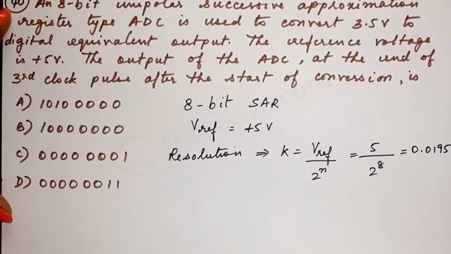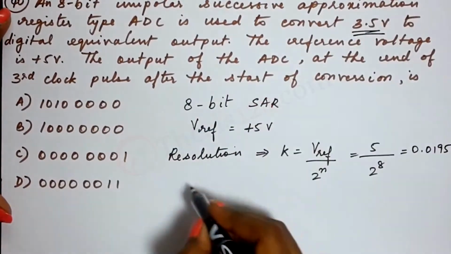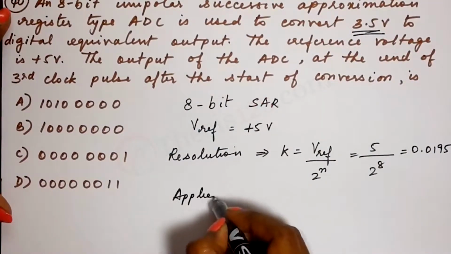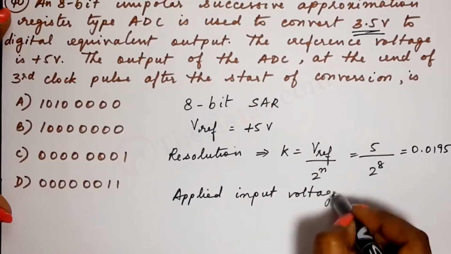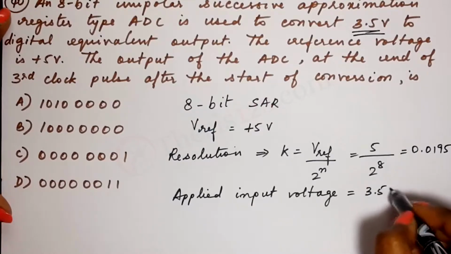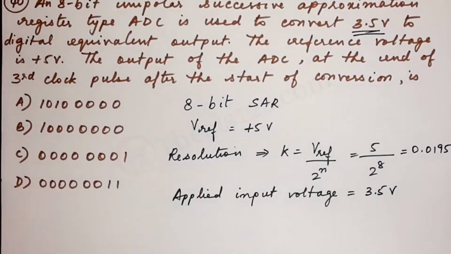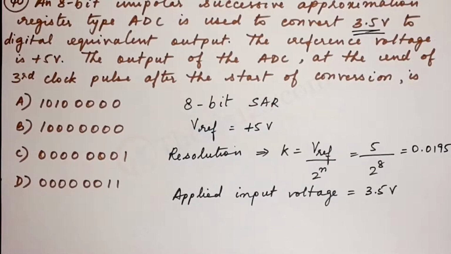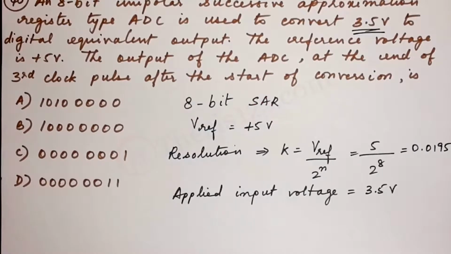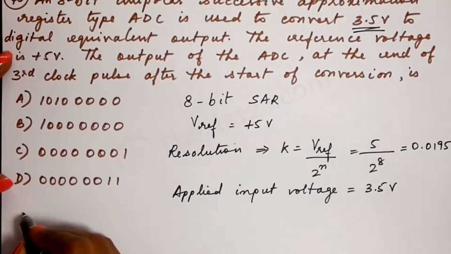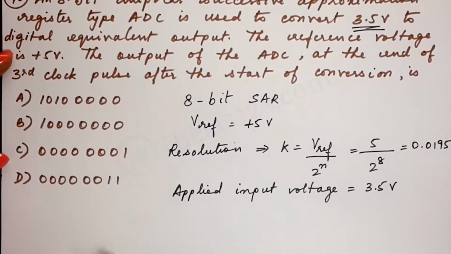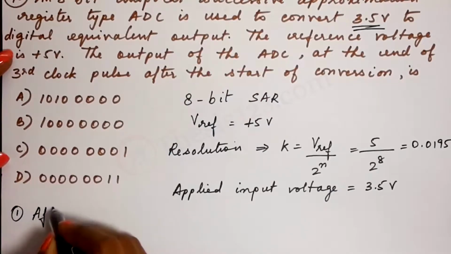Now we have also been given the applied input voltage is 3.5 volts. So when we're talking about successive approximation ADC, we should know that it always starts working from MSB. So we are going to calculate and write down what happens at every clock pulse.